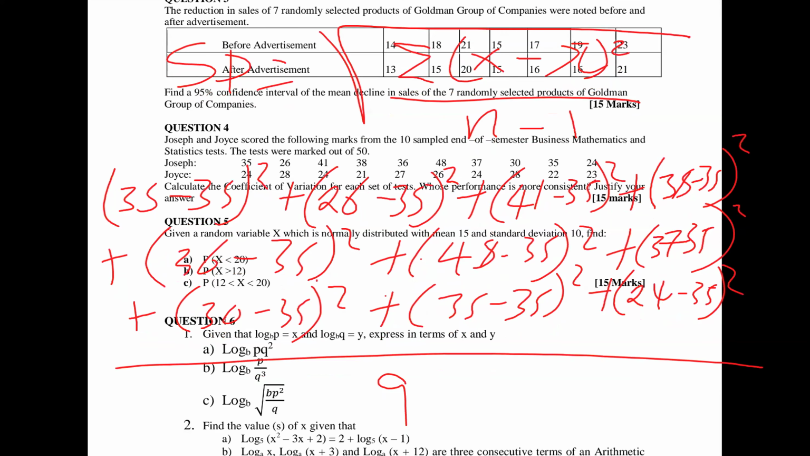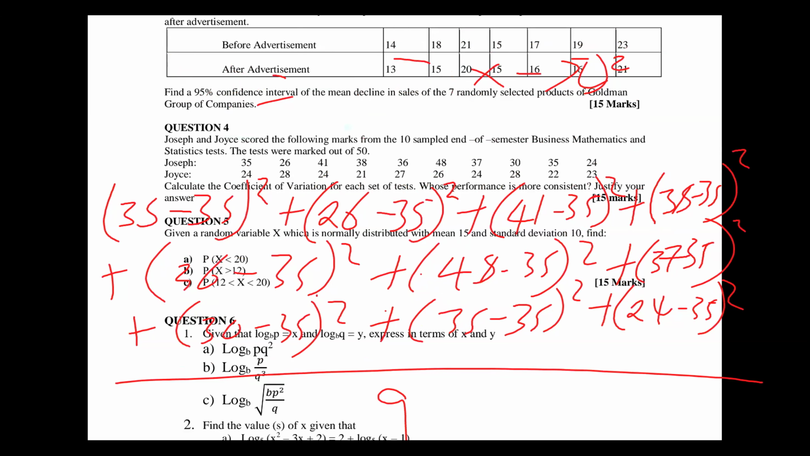This is basically the same stuff that you were doing yesterday. You can deal with them one by one if you don't want to make a mistake. You say 35 minus 35 squared, that will be 0, right? Plus 26 minus 35, then you square that. That should give you 81, because 26 minus 35 gives us 9. 9 squared is 81.